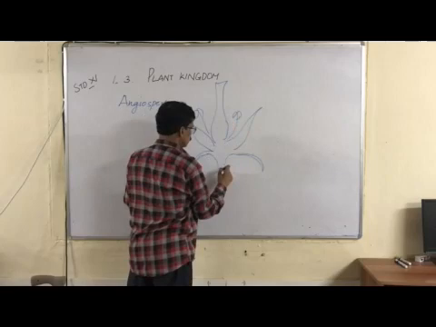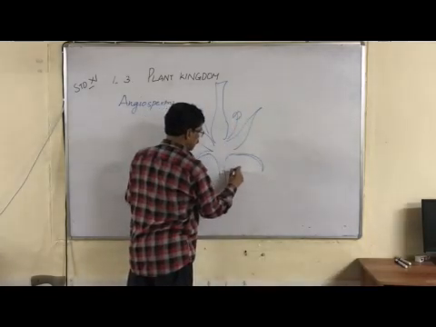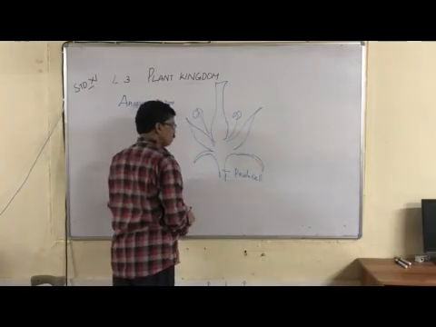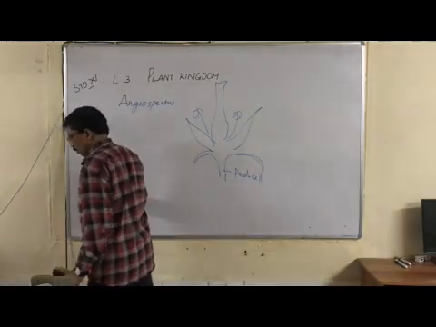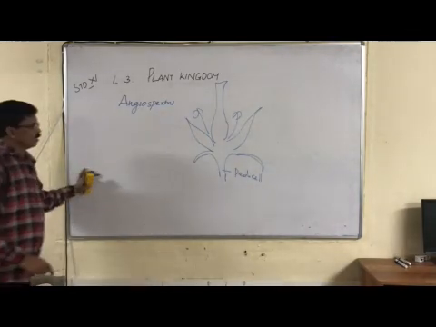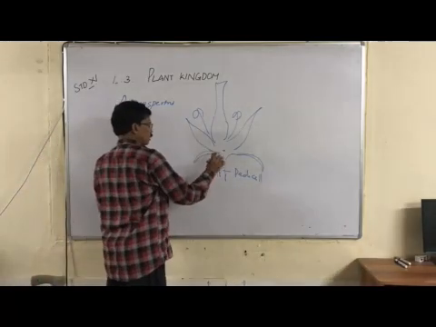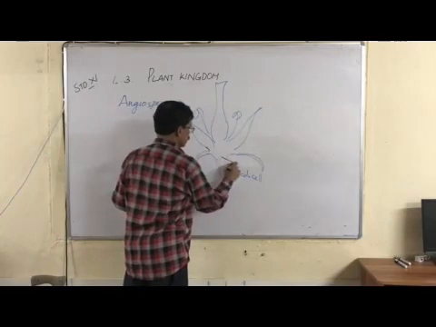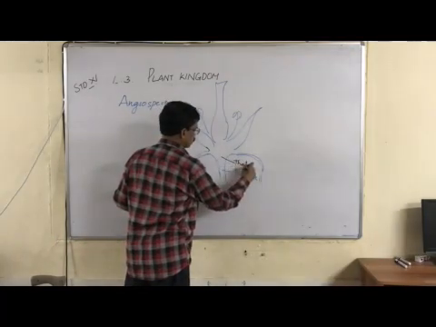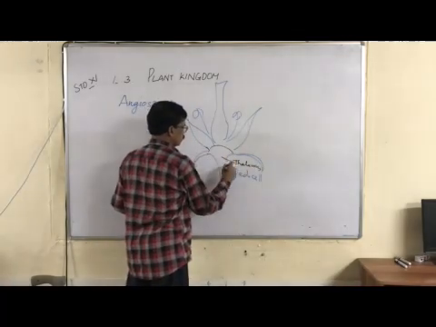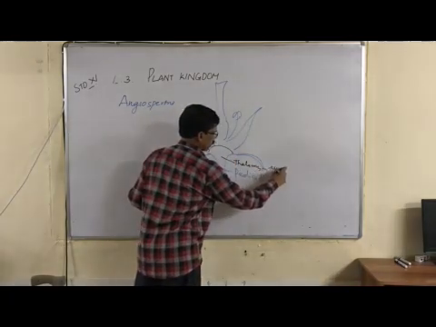And you know this is the pedicel. Pedicel is the stalk of the flower. Then the pedicel moves upward and forms the thalamus. Thalamus is also called the receptacle.